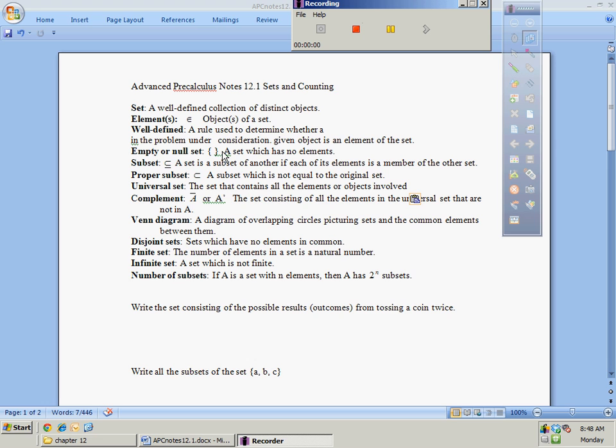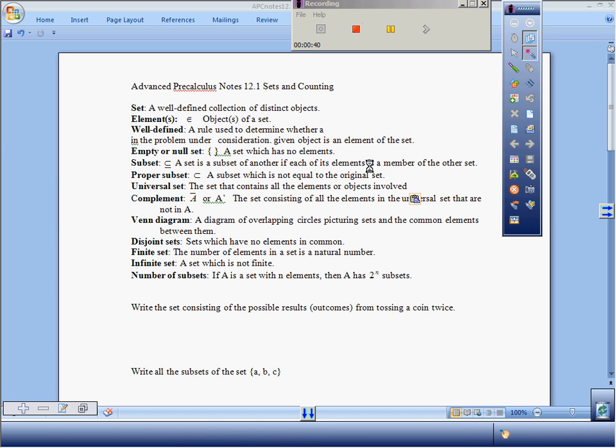The empty or null set looks like that. It's just a little bracket thing without anything in it. Sometimes, to indicate the empty or null set, they do a little circle with a slash through it like that. You've seen that, right? That means there are no elements in that set.